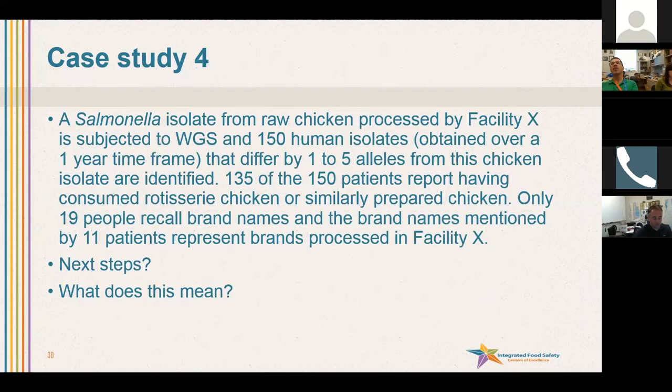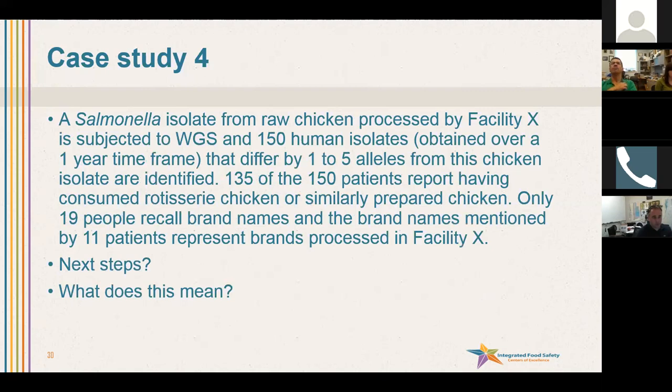And in this case, we find 150 human isolates that differ by 1 to 5 alleles from this chicken isolate. So this could be in our year 2018, 2019. We do routine whole genome sequencing of Salmonella from human cases. A finding like that would potentially be feasible.